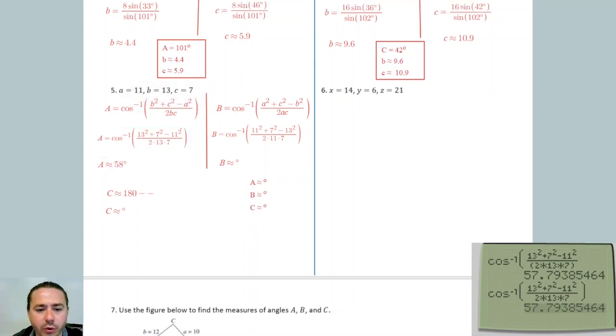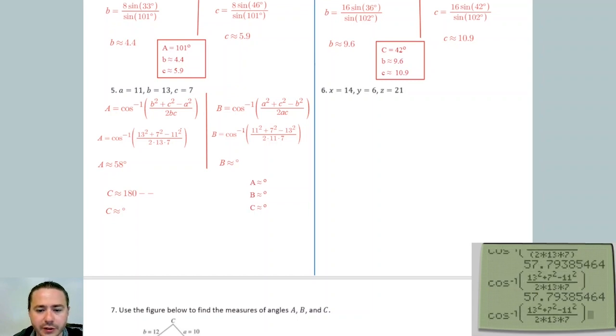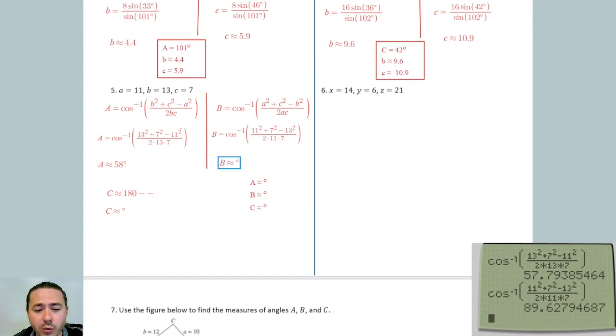For angle B, we're going to do the same thing here, except put in the correct numbers. So we've got 11 squared instead of 13 squared. Basically going to swap the 13 and the 11. So 11 squared, and then we'll have minus 13 over here, and then 2 times 11 times 7. So we get about 89, oh, almost 90 degrees. Not exactly 90 degrees. This is where it's important to put this approximately so we know it's not a right angle, but it's pretty darn close.